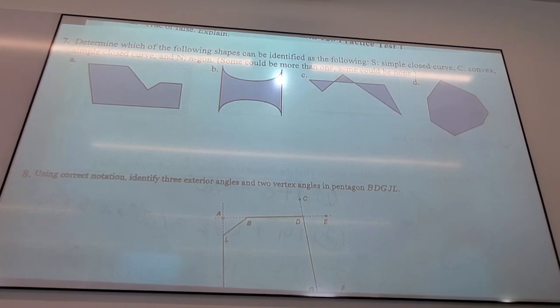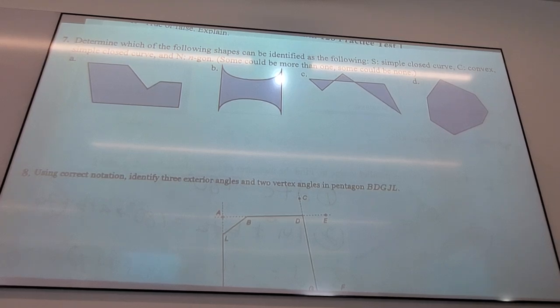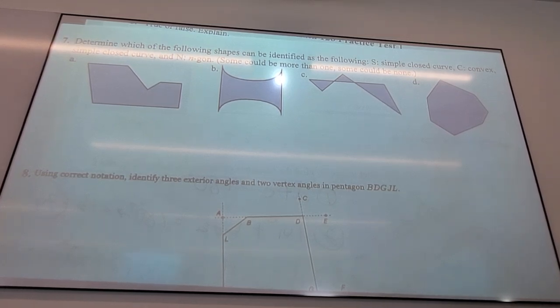Now, okay. Let's look at each one. Is A an n-gon? Totally. Why? All the sides are line segments. I love it. And they are closed. So how many things is this? Is it simple?